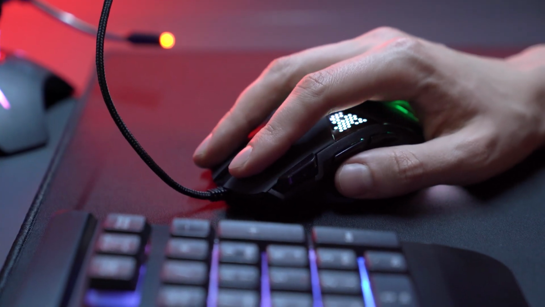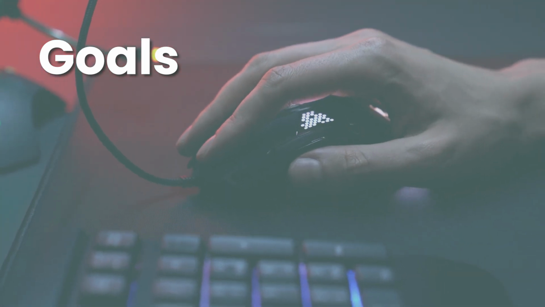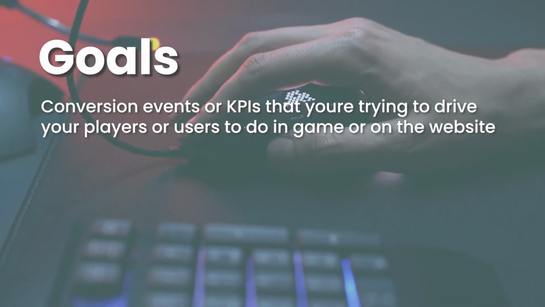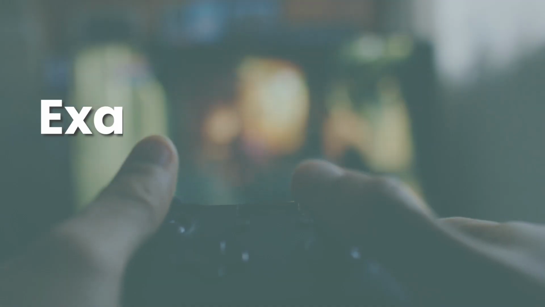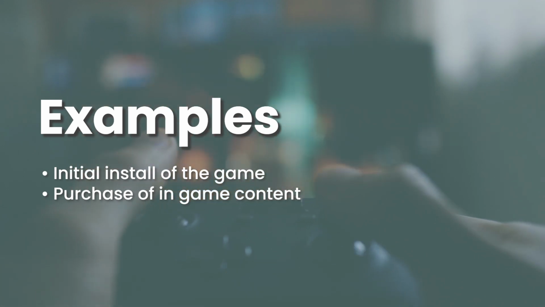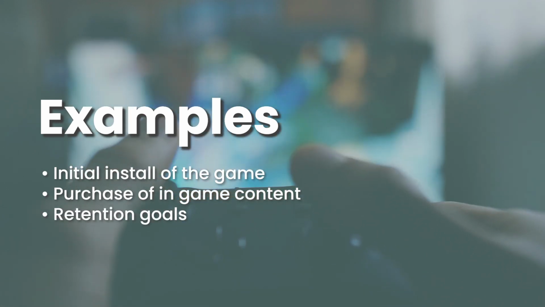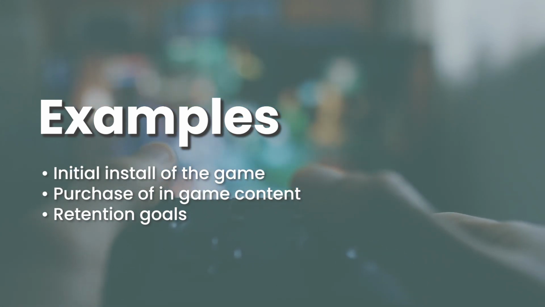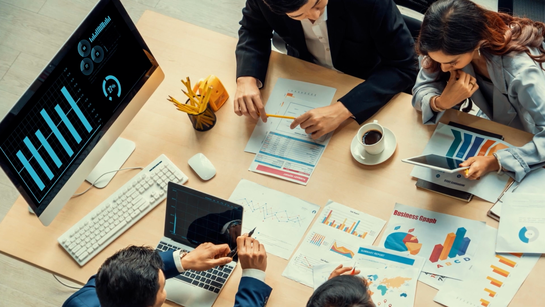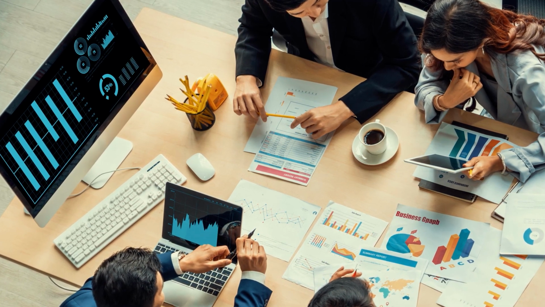So first of all, what are goals? In Gamesight, goals are the conversion events or KPIs that you're trying to drive your players or users to do, either in-game or on the website. Examples of goals might include the initial purchase or install of a game, purchase of in-game content like DLCs or skin packs. We can even create retention goals or things that are happening on web that are non-revenue related, such as account registrations, login events, or even in-game activities such as completing a tutorial level or finishing a game. Any event that's important for you as a marketer to understand about your player base and where they're coming from, this is something that you can create a goal about in Gamesight.